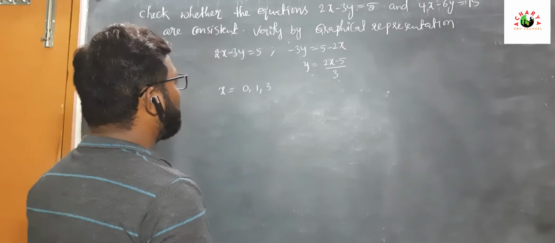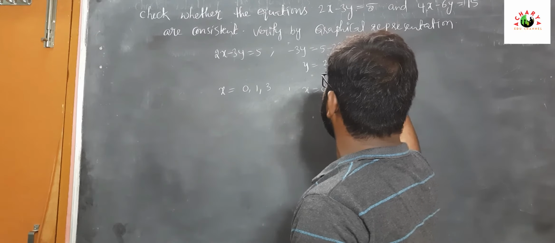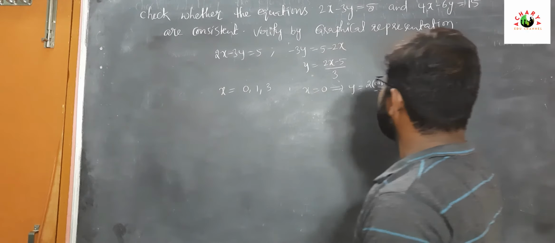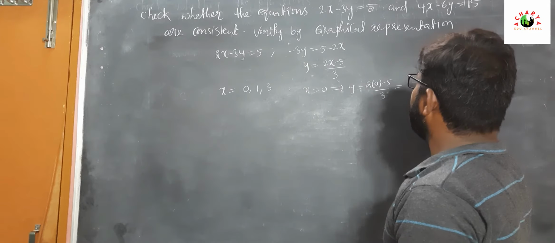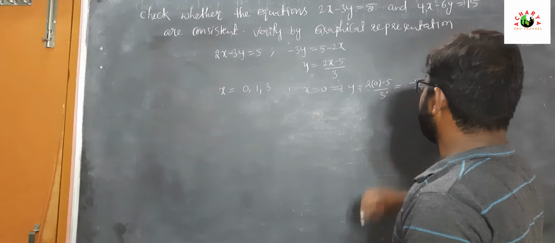Why? Because we have to show parallel lines. Parallel lines mean they do not intersect at any point. Three or four values are enough for showing the parallel lines. So if x is equal to 0, then what is the value of y? If x is equal to 0, y is equal to (2 times 0 minus 5) by 3, that is minus 5 by 3, equal to minus 1.6.